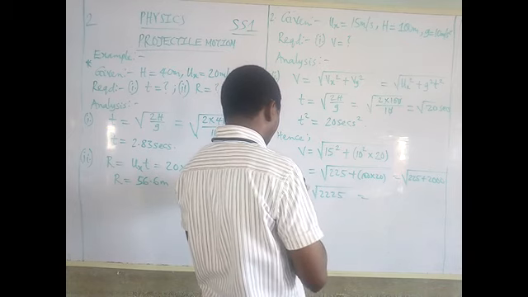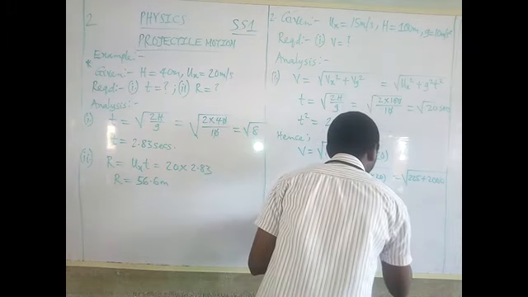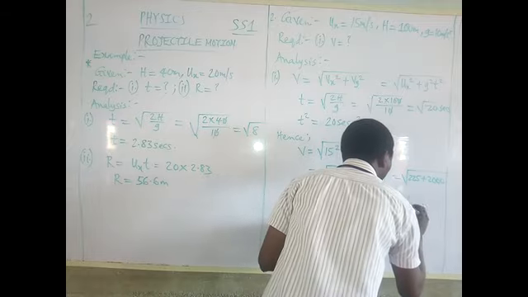Square root of 2225 gives us 47.17, unit is meter per second.